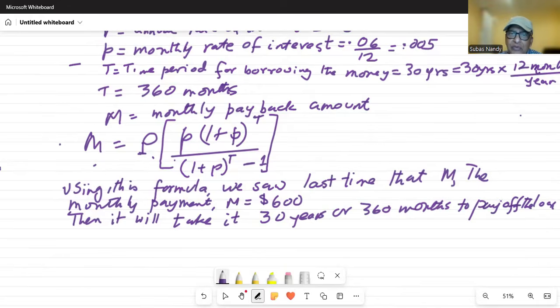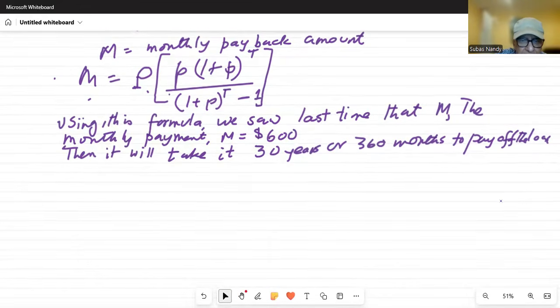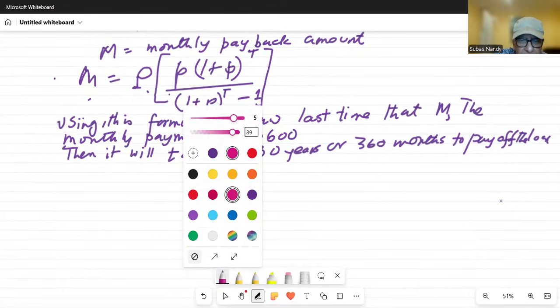Suppose I increase from the $600 monthly payment, I just pay $100 extra. So suppose on top of 600, I'm paying diligently $100 extra. That is, the total monthly payment I'm making is $700. How much time will it take me to pay off the loan in that case? So let me make some space. Let me change the color of the ink. Okay, maybe we'll use red.